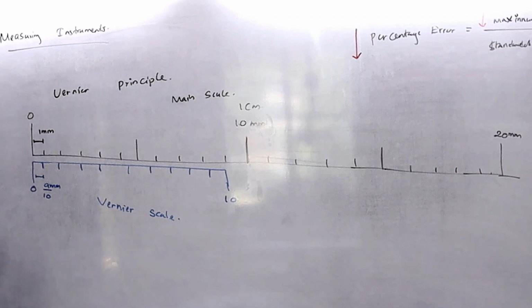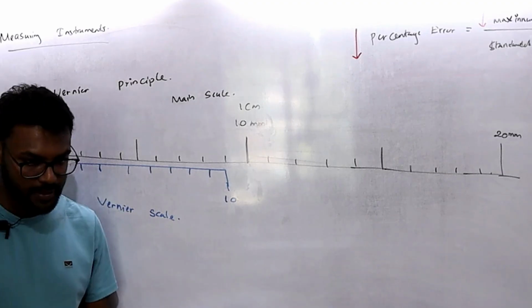Okay. Great. Now we write some properties of this one. We write in point wise. The first point: main scale is calibrated in millimeters. Okay, next point, right?